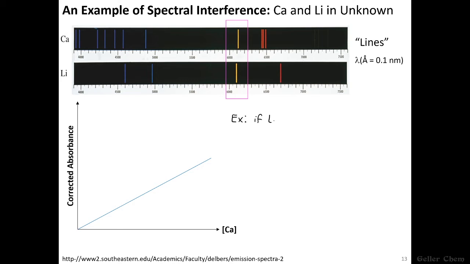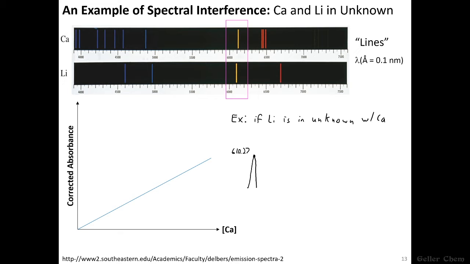Example: if Li is in the unknown with calcium, because again, that unknown has other chemicals in it. In this case, what's going to happen is calcium is going to absorb light at 610.27 nanometers. That is its peak absorption for that yellow wavelength that's highlighted above. And so we know a peak is going to have some width to it.